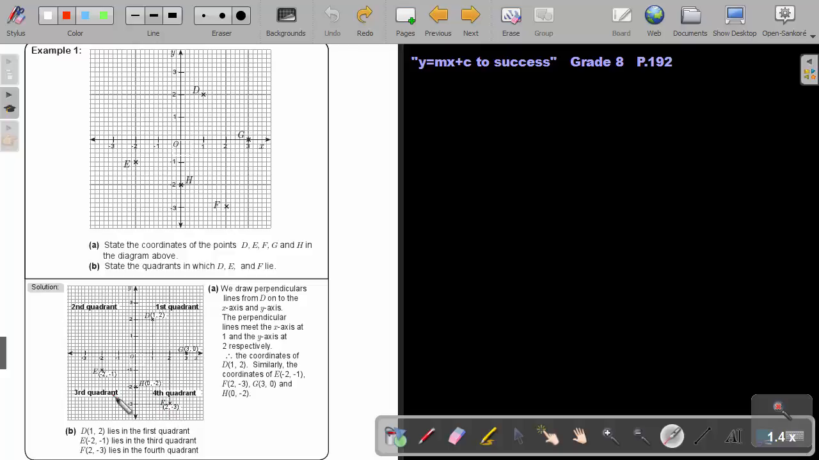So point G, okay, let's just see where point G is. Point G is on the x-axis, so on the x-axis it is 3, comma, and if we go to the y-axis, 0.